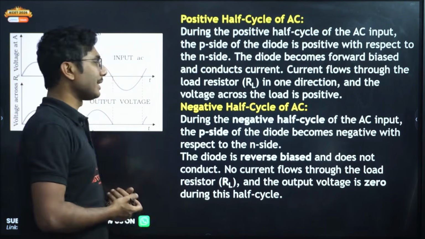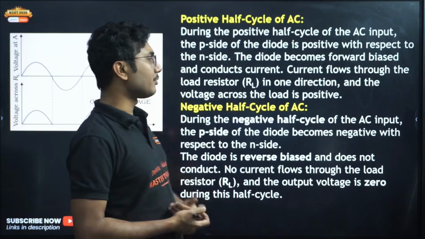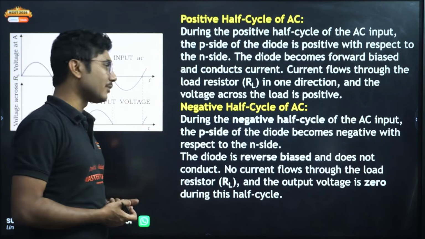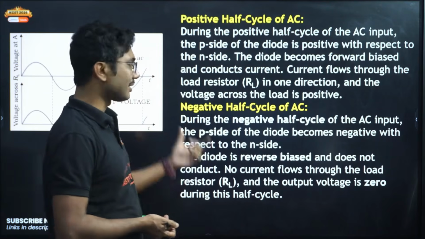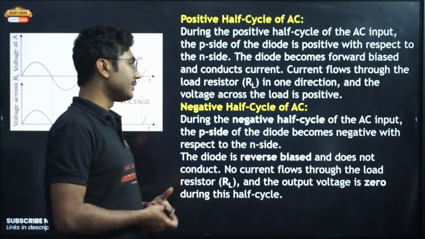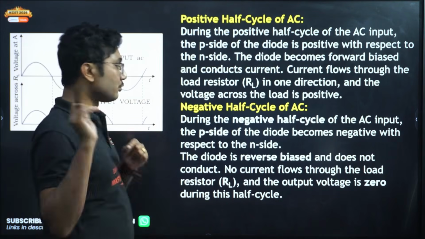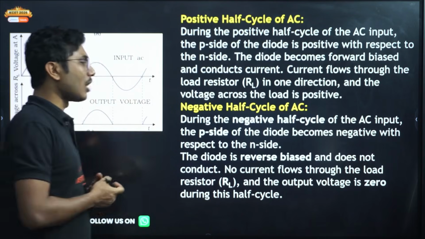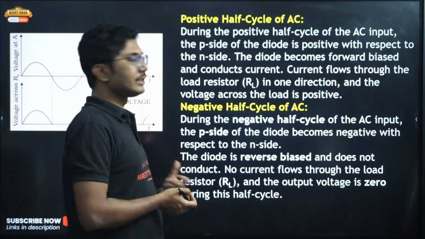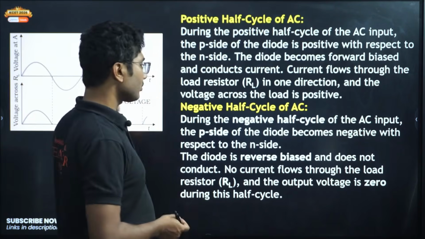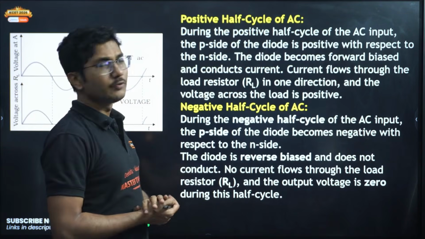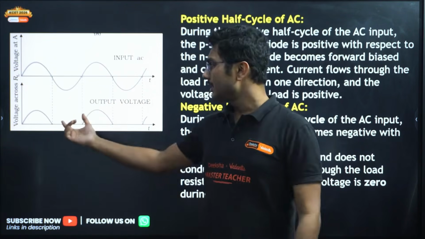Negative half cycle of the AC. During the negative half cycle of the AC input, the P side of the diode becomes negative with respect to the N side. The diode is reverse biased and does not conduct. No current flows through the load resistor RL and the output voltage is 0 during this half cycle. Very important. Okay, so the output voltage is 0 for the second half cycle.